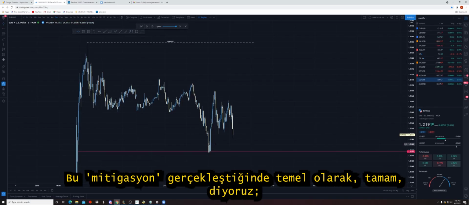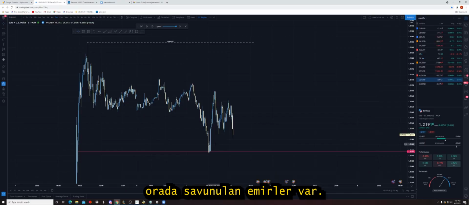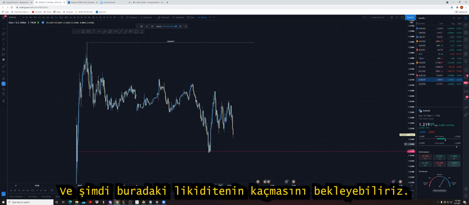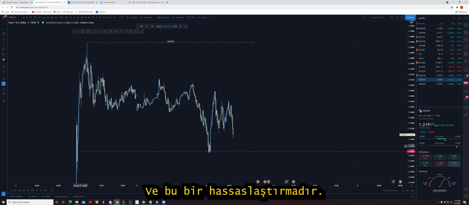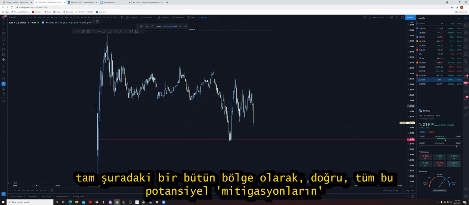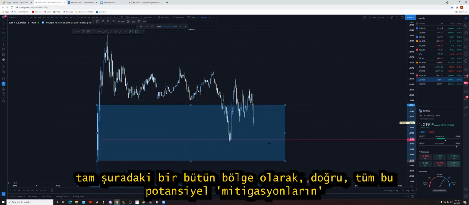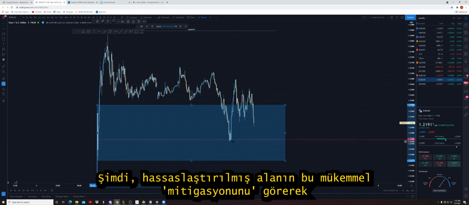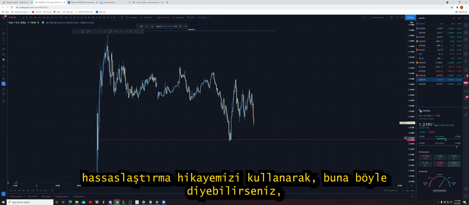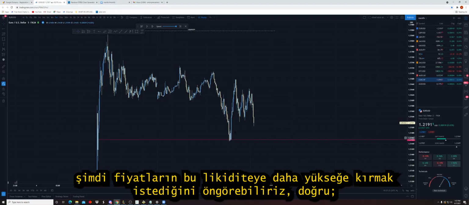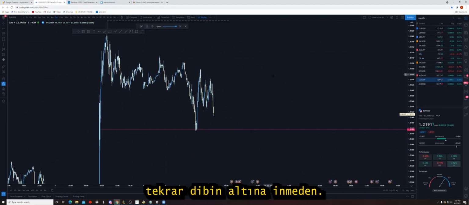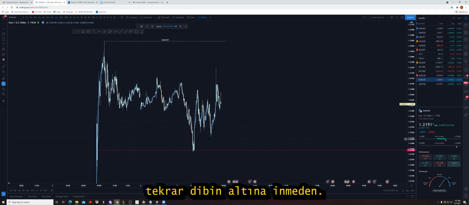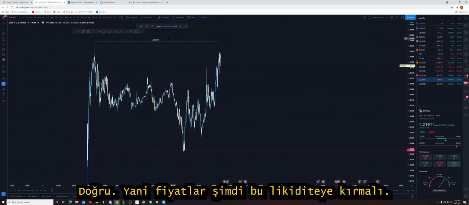When this mitigation happens, we are already basically going, okay, there are orders there that are being defended, and we can now expect the liquidity here to be around. And that's a refinement. Now, instead of looking at this as a whole zone right here, watching all these potential mitigations play out and being unsure about whether price wants to break higher, we're now seeing this perfect mitigation of the refined area using our refinement story, if you may call it that. We can now anticipate that price wants to break to this liquidity higher, right, without getting below this low again. So price now should break to this liquidity, is how we look at it.